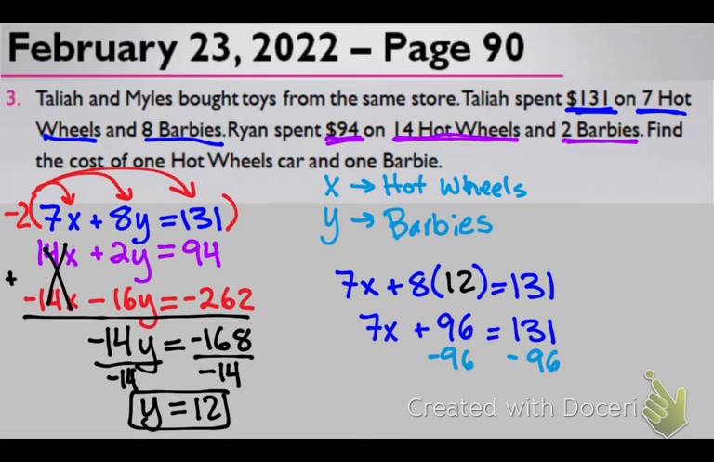We want to move the 96 over. What is 131 minus 96? 35. And our last step, divide each side by 7. X equals 5. So we know that the cost of one Hot Wheel X is $5, and the cost of one Barbie Y is $12.